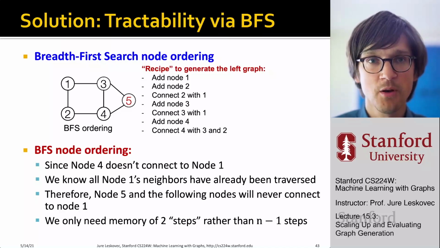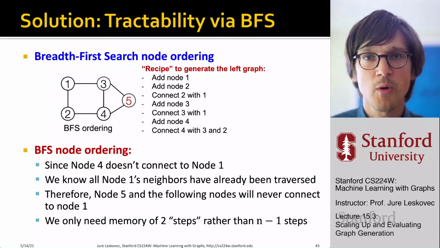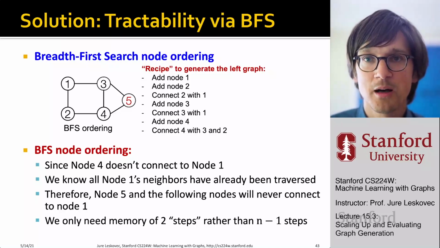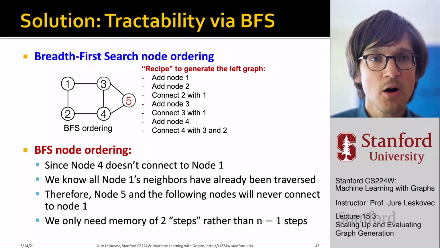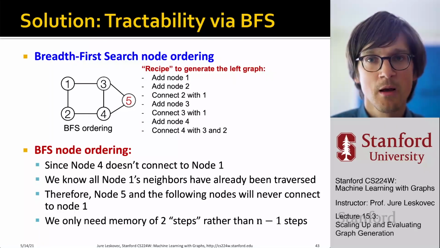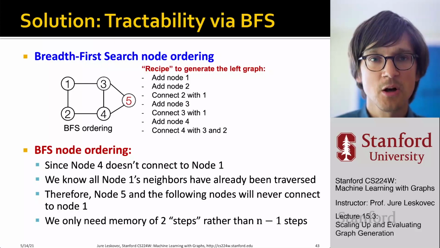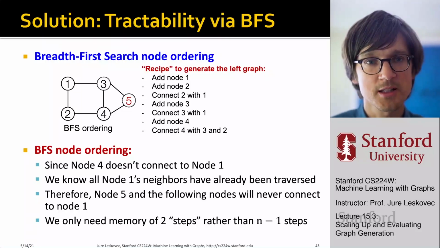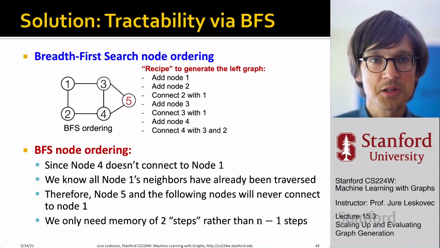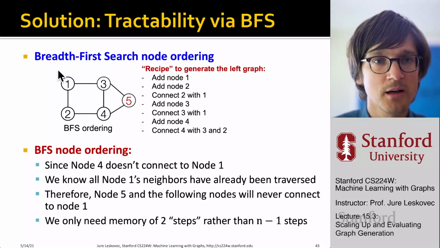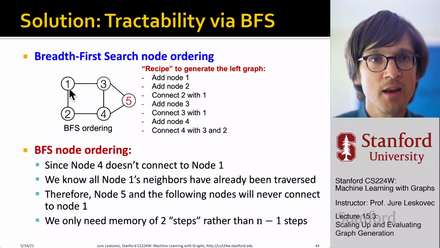So if, for example, node 5 were to connect to node 1, then its ID wouldn't be 5, it would be less than 5, right? So we know that all of node 1's neighbors have already been traversed when a given node does not link to it. Therefore, node 5 and all the following nodes will never connect to node 1. And why is this important? Because this means that when node 5 comes, I don't need to worry about node 1 anymore. Node 1 I can forget.